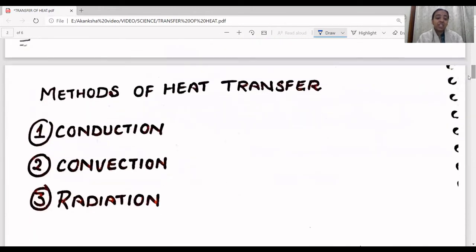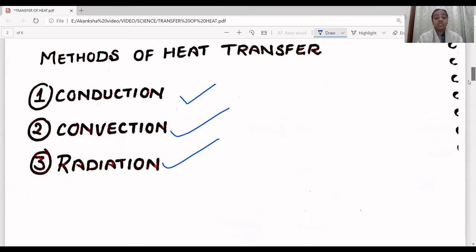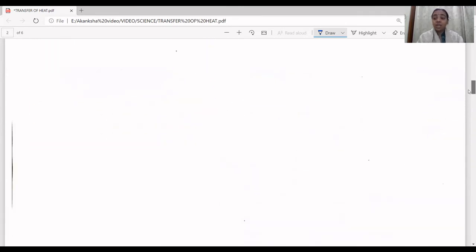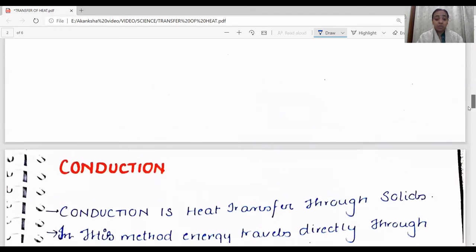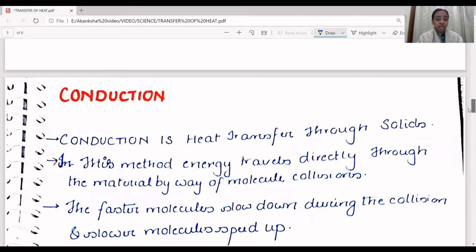Now, methods of heat transfer. There are various methods for heat transfer. One is conduction, convection, and radiation. So conduction, convection, and radiation are three different methods of heat transfer. We'll go through all of them one by one. Let's start with what is conduction.